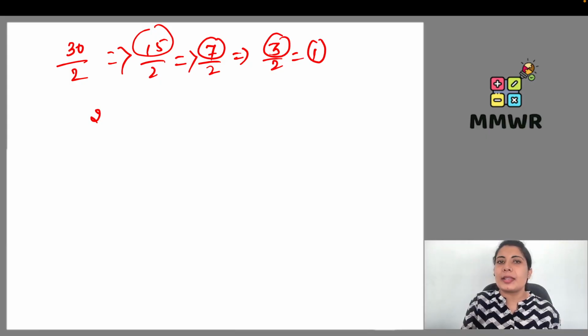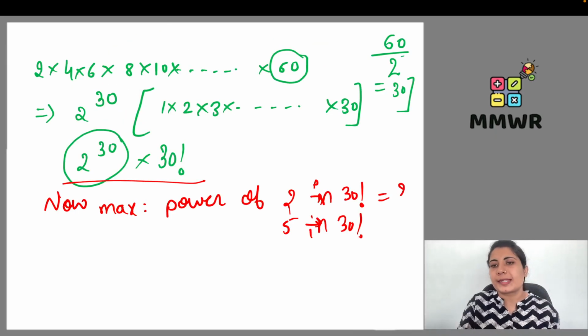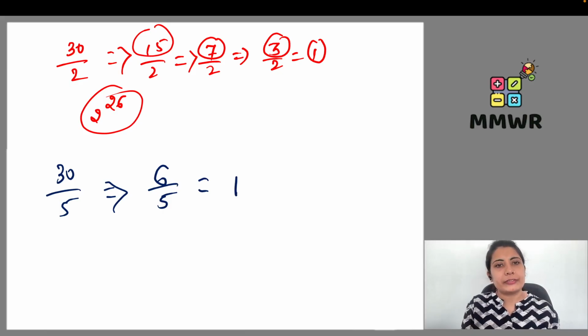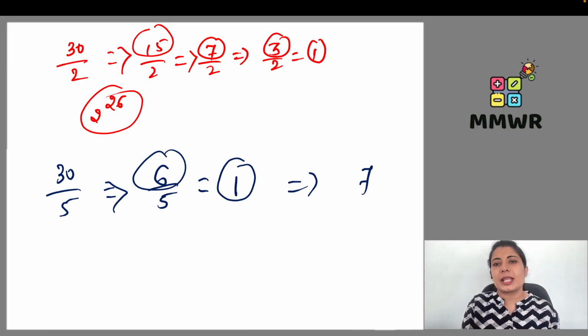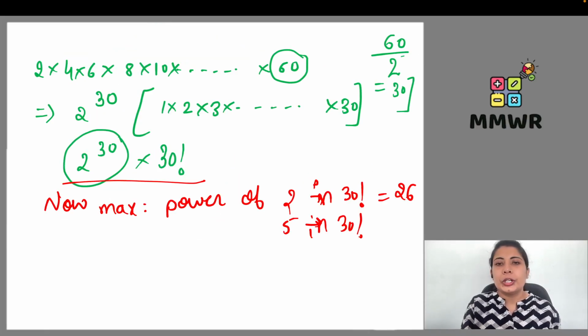So how many 2's are there? 2 to the power 26, right? We have 26 2's. How many 5's are there? Here we will be dividing by 5. So 30 divided by 5 gives me 6, 5 6s are 30. Now again it will be divisible by 5: 5 ones are 5. So 6 plus 1, that means 7 times we have 5's here. Here 26 times and here 7 times. 5 to the power 7. So from here what we can conclude: 2 is coming 26 times and 5 is coming 7 times. Right? Already we had 30 times 2 we had in the question only.